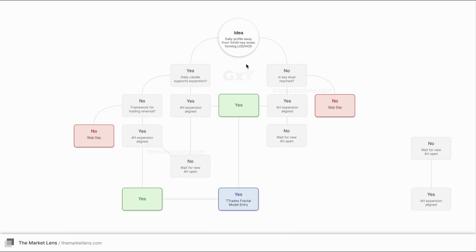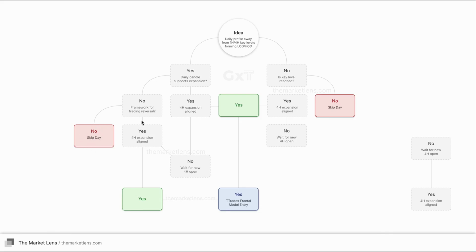So all you're going to ask yourself is, has a relevant level or reversal point been hit to create the low of day or high of day? If yes, now you're going to ask yourself, does the current daily candle support expansion away from that low of day or key level, right? So if no, then we must have a valid framework for trading a reversal candle, right? If there isn't, then we skip the day.